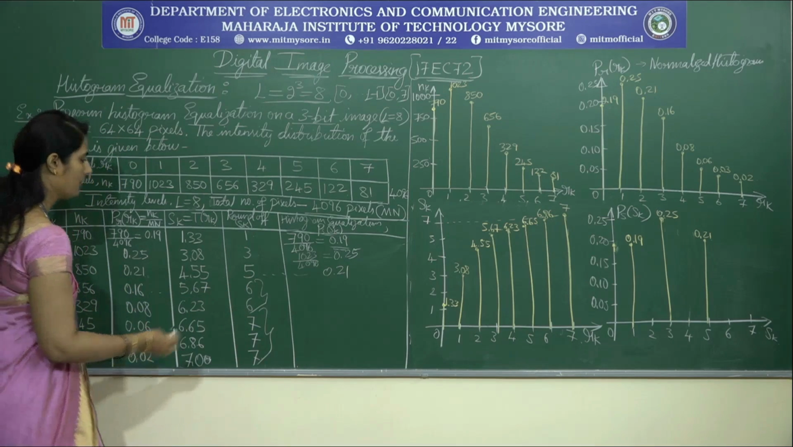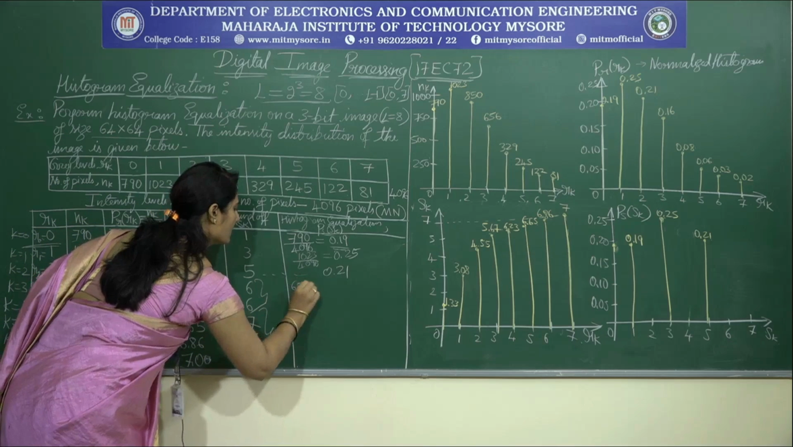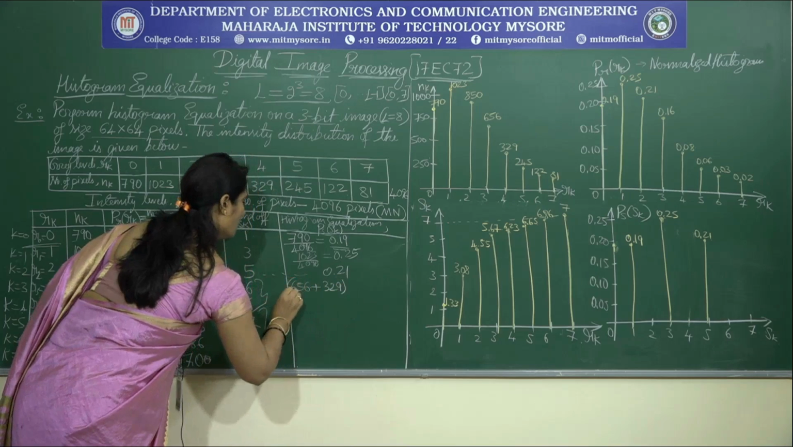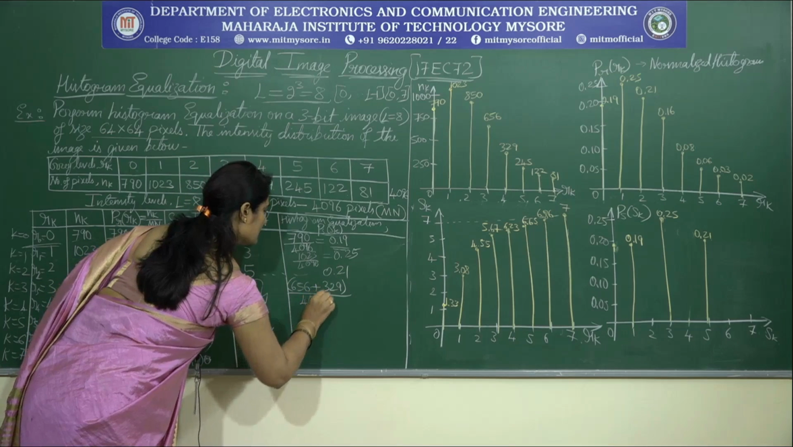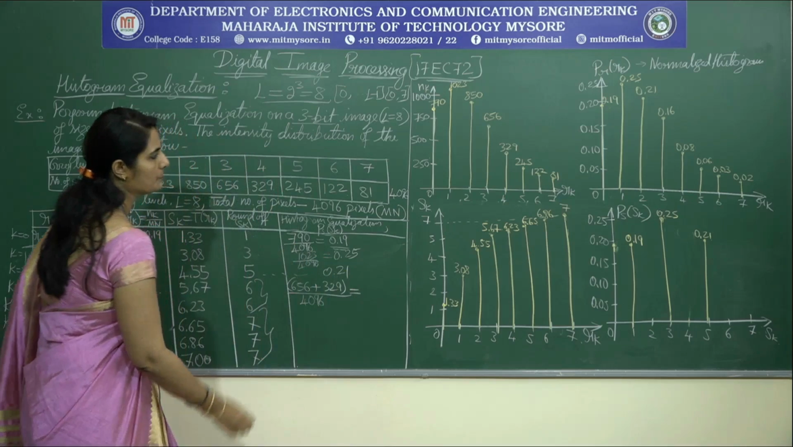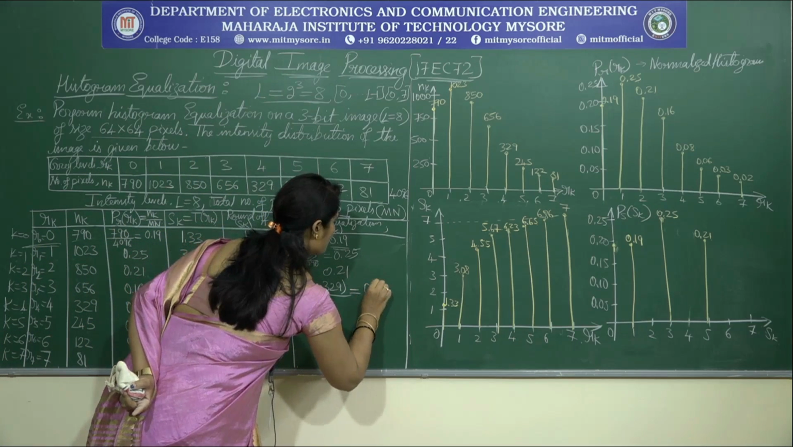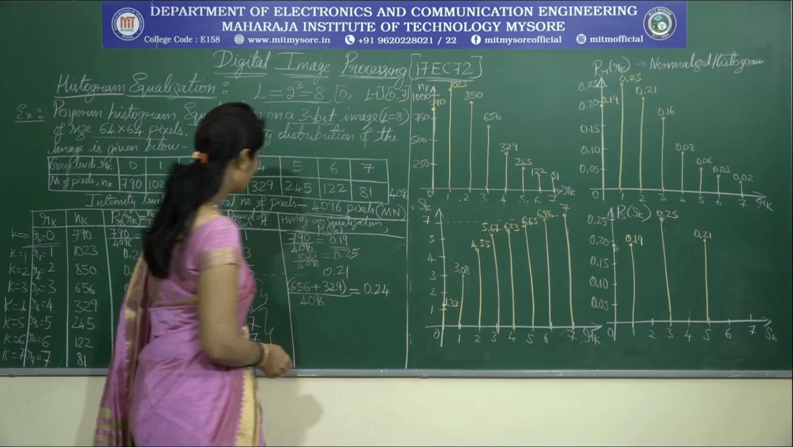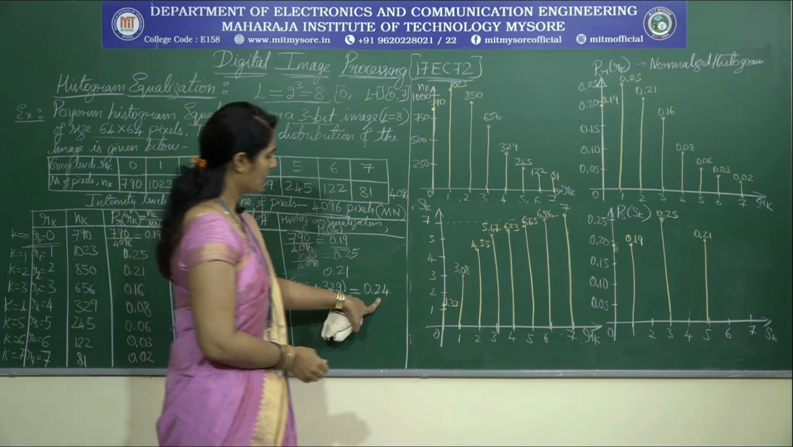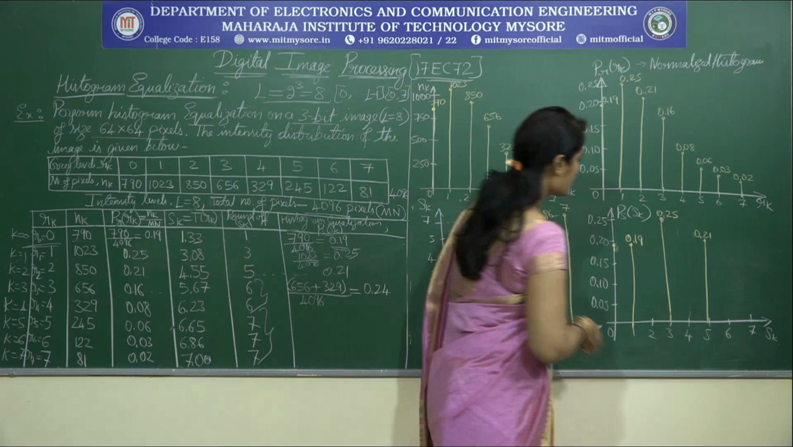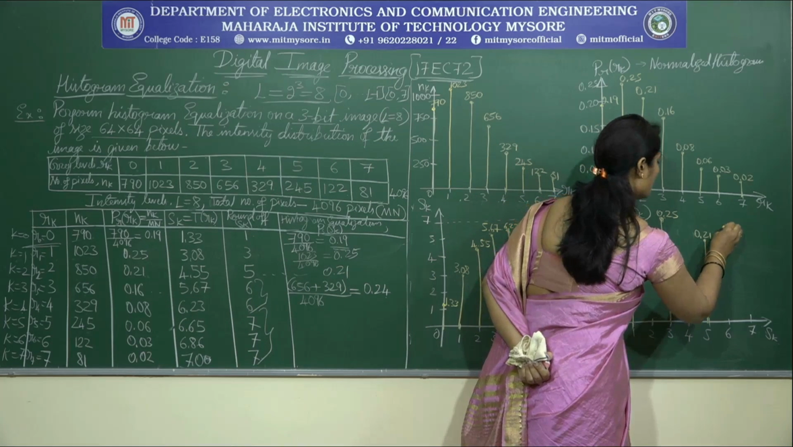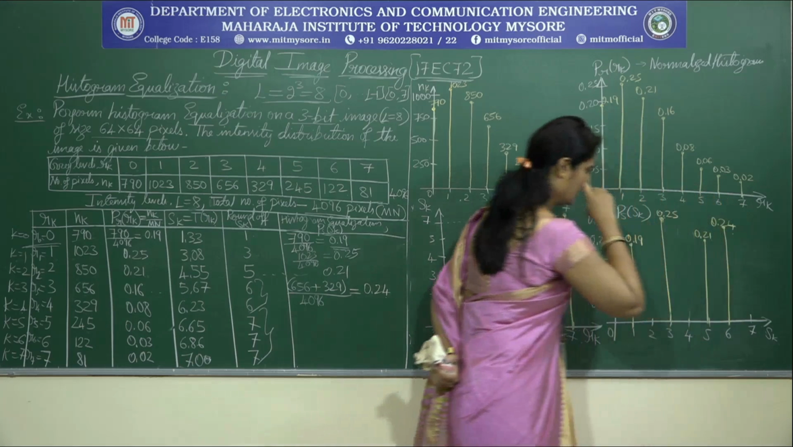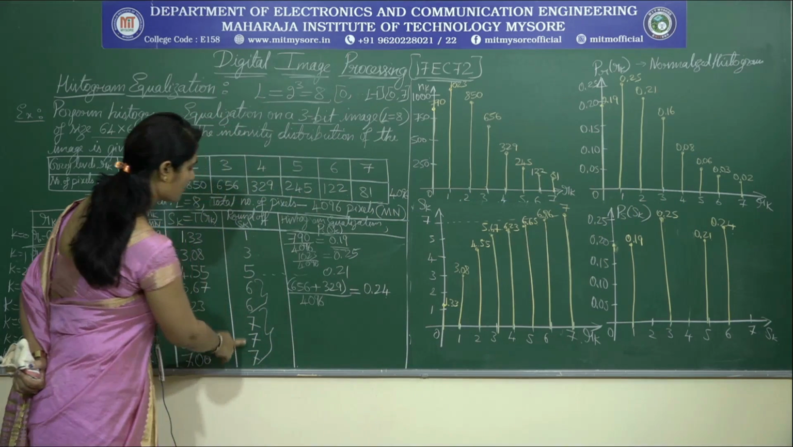So here we have 656 plus 329, whole divided by 4096, which is equal to 0.24. So when Sk is equal to 6, the histogram equalization value is 0.24. Now consider the case when Sk is equal to 7.